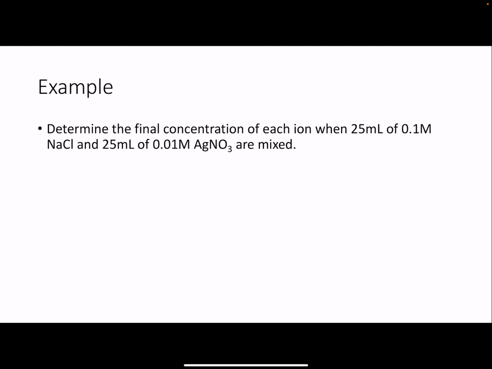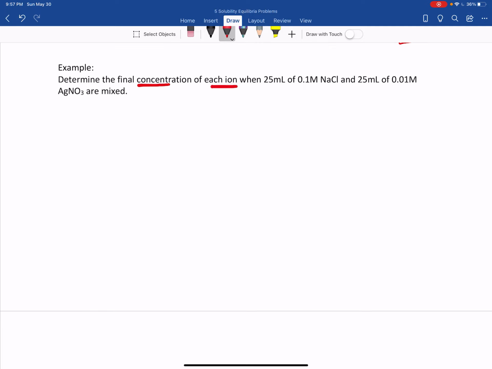Going back to here. So determine the final concentration of each ion when these two solutions are mixed. So let's start with the reaction. We've got NaCl plus AgNO3 producing AgCl, which is a solid, plus NaNO3. And I've just left the aqueous signs out for now. So we're being asked to determine the final concentration of each ion when these two processes happen. So in this case, we're assuming that this is a saturated solution. So this, being an aqueous solution, will split up into its ions. So let's look at this.